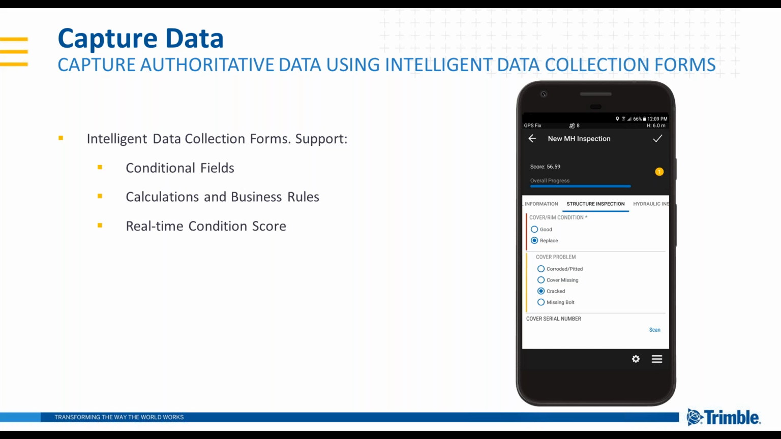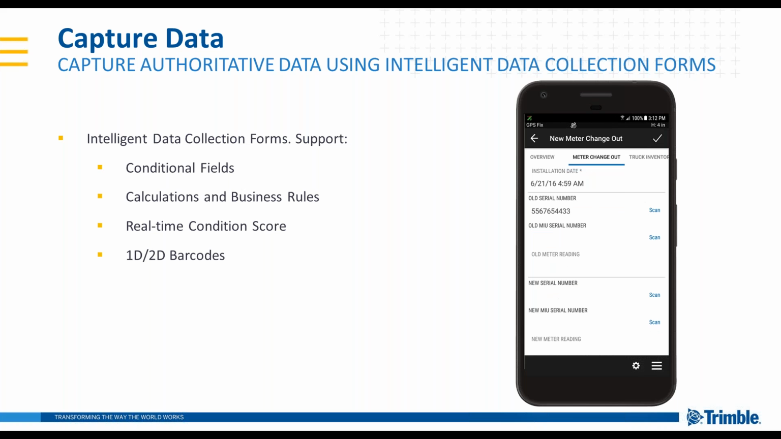In many cases, workflows might require 1D or 2D barcode scanning. Many of our customers using meter changeouts or meter installations use these features to scan barcodes. We also have a partnership with American Flow Control that include a 2D barcode on every hydrant they manufacture. And by scanning that barcode, all the specifications of that hydrant will automatically be populated in the form, and all they need to take is GPS position and move to the next one.